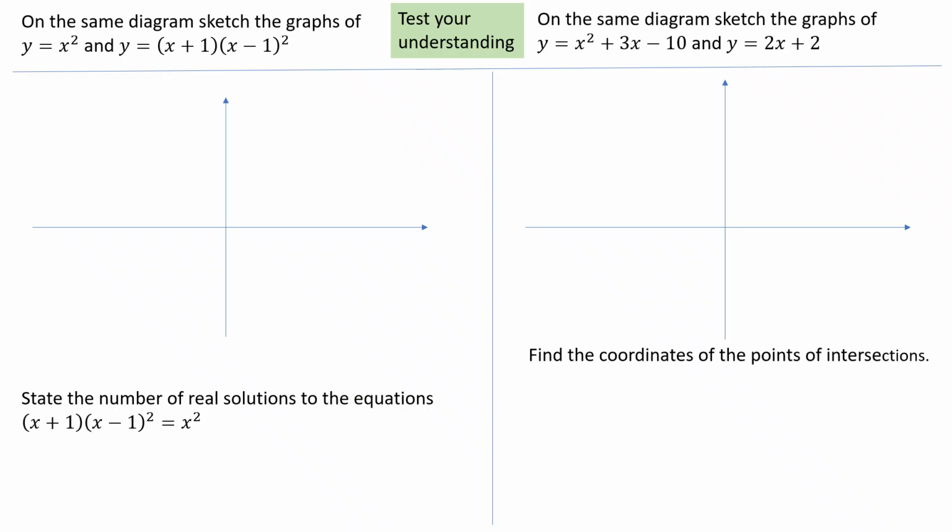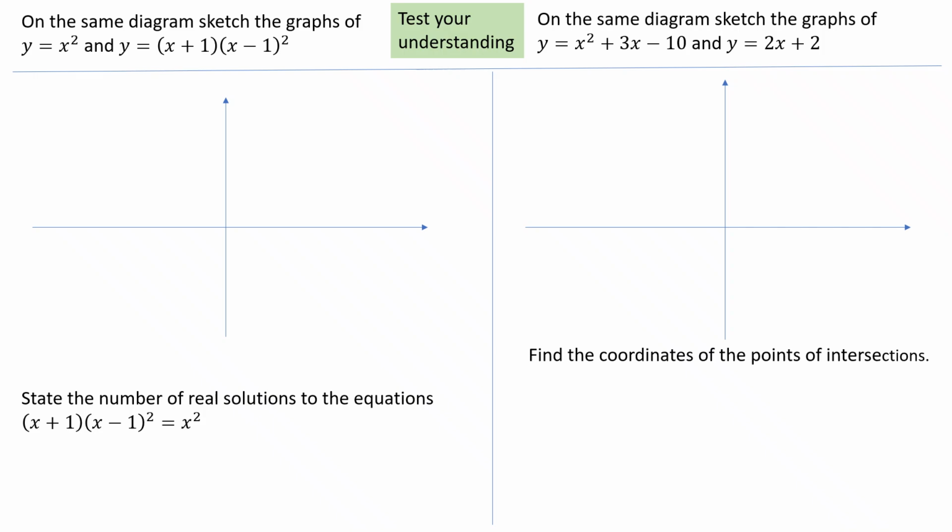Pause this video and try it yourself. On the same diagram, sketch the graph of y equals x squared and y equals x plus 1 times x minus 1 squared. The first graph is the quadratic graph. The second one is the cubic graph. The cubic graph is the positive cubic graph.